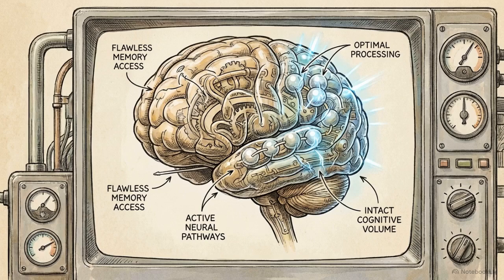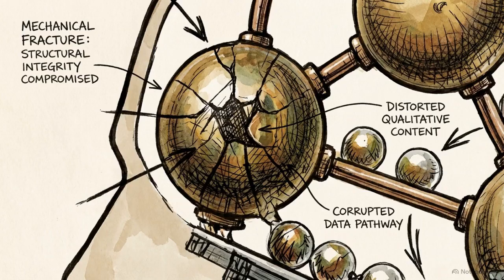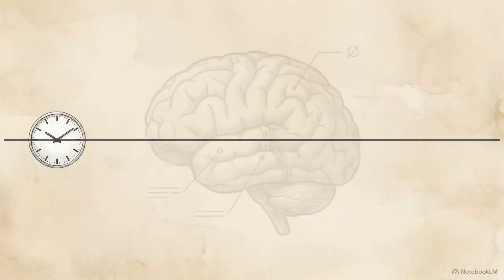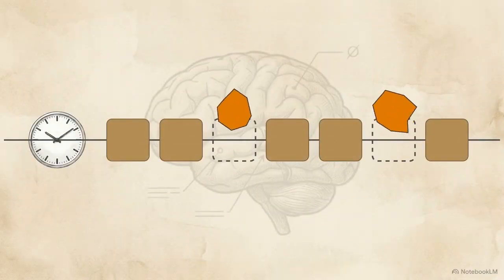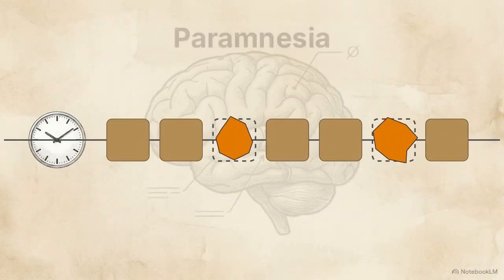Quantitative disorders deal strictly with volume. Qualitative disorders occur when the memory volume is technically present, but the actual content, or the feeling of familiarity attached to it, is corrupted. This timeline highlights empty gaps filling with mismatched data, a state clinically termed paramnesia.